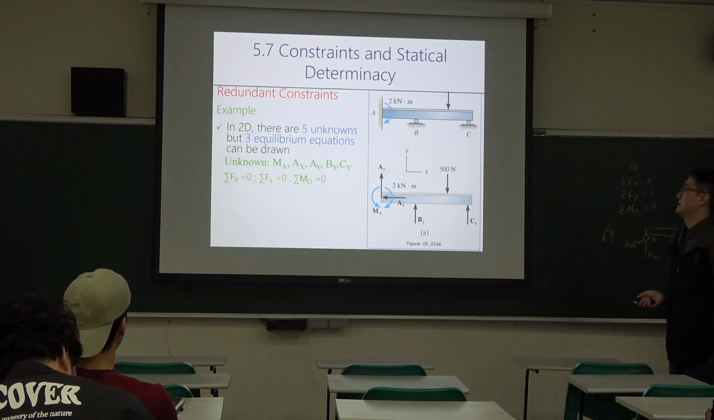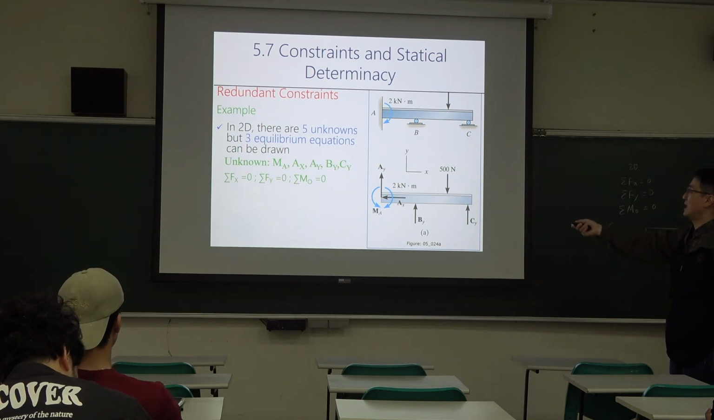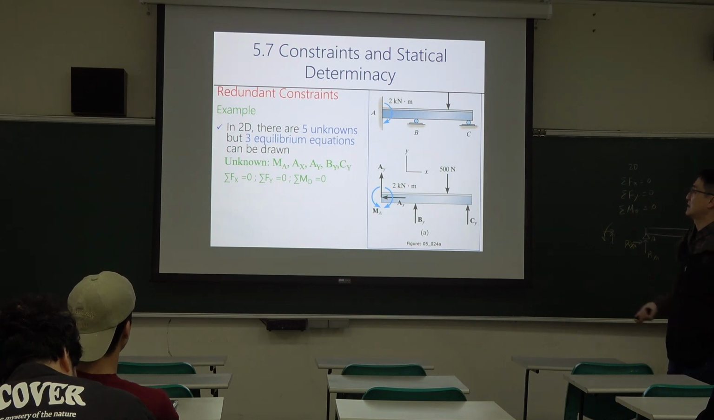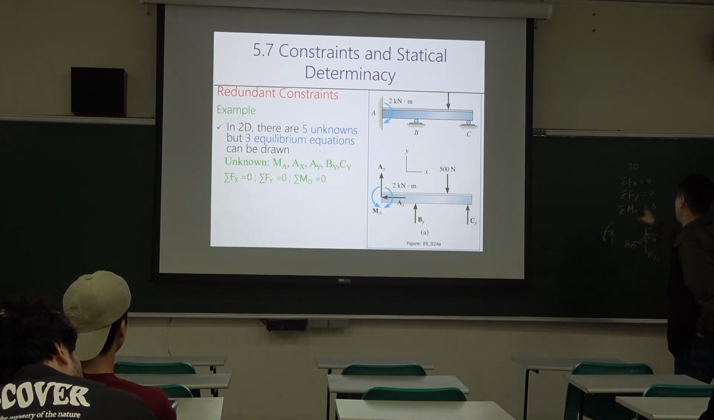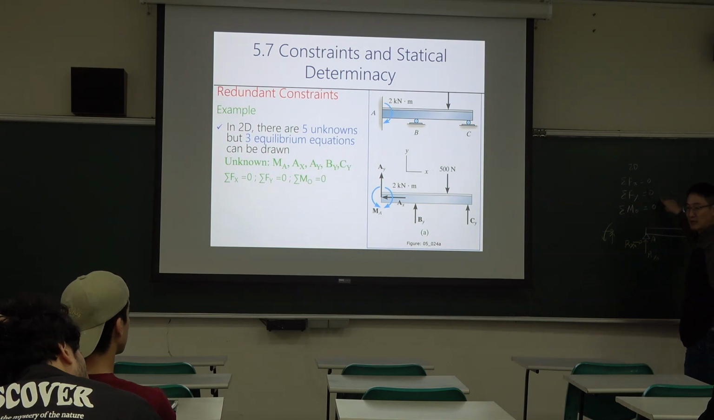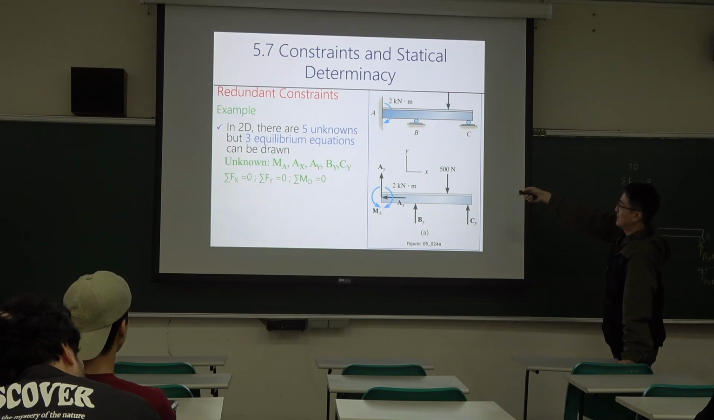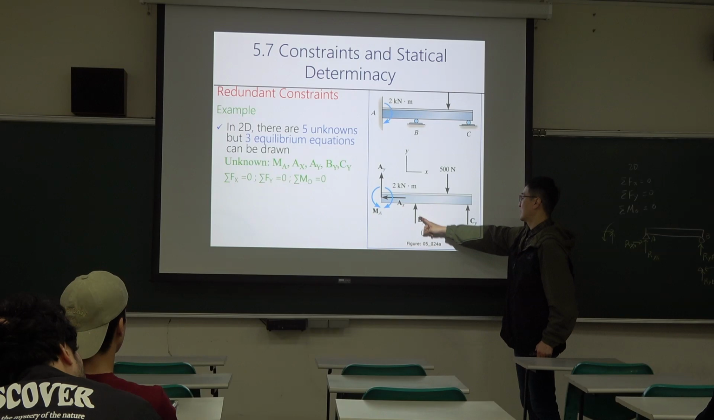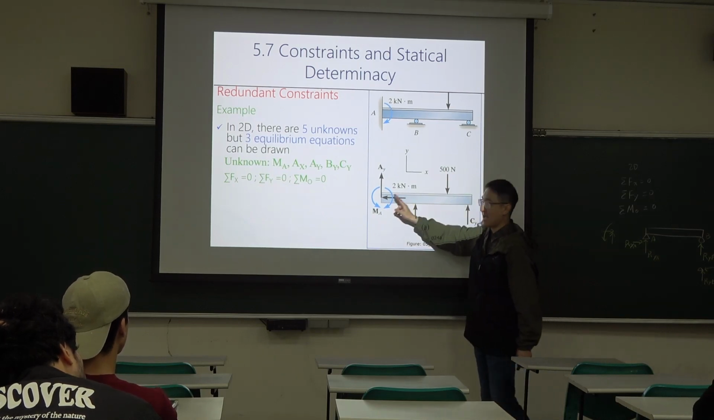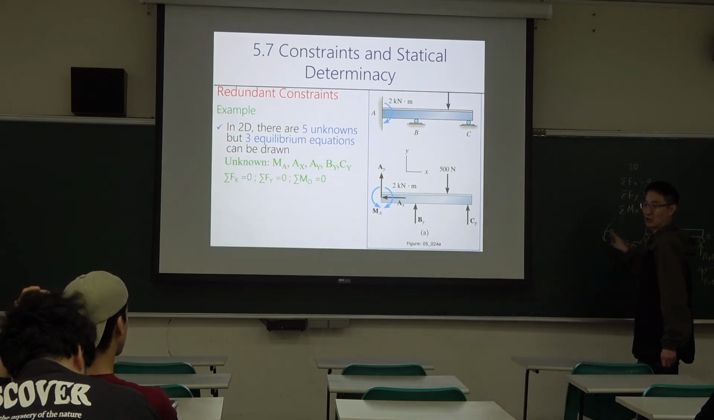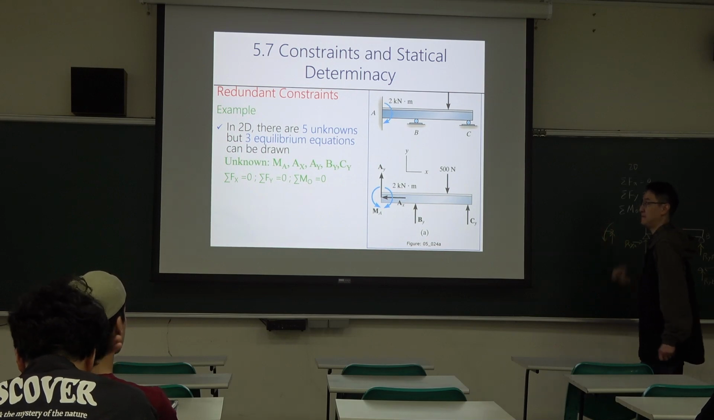Here, just to show you a 2D case. In 2D we have three equilibrium equations, but we have five unknowns. What are the five unknowns? We have reactions at point B and point C, and point A is fixed. Fixed can have three reactions, so total five.